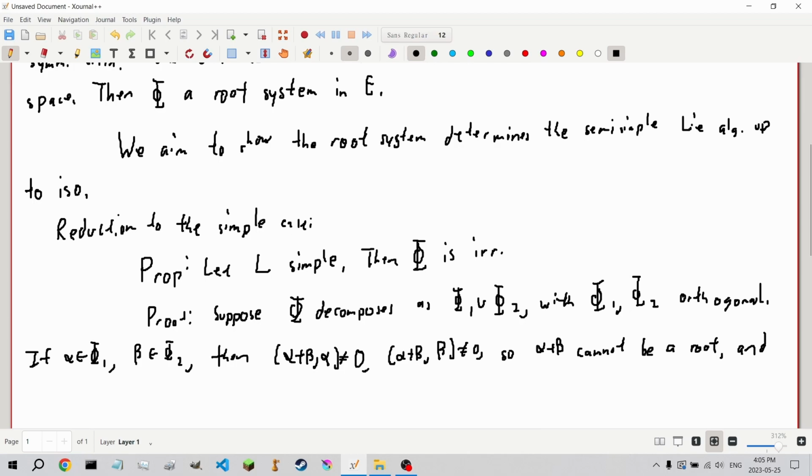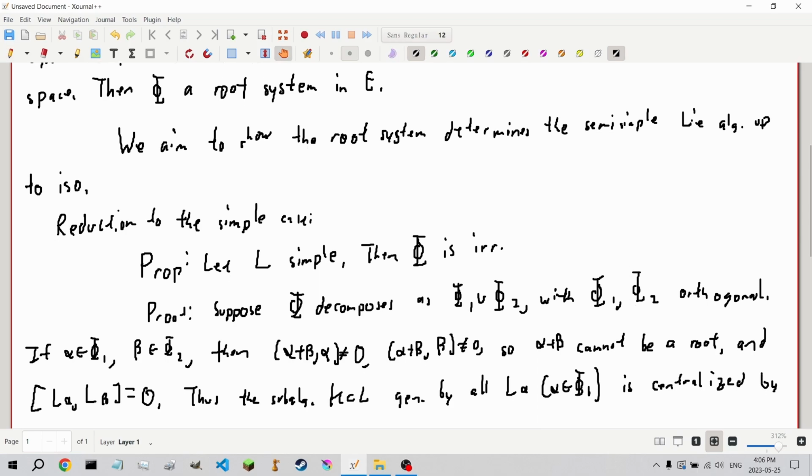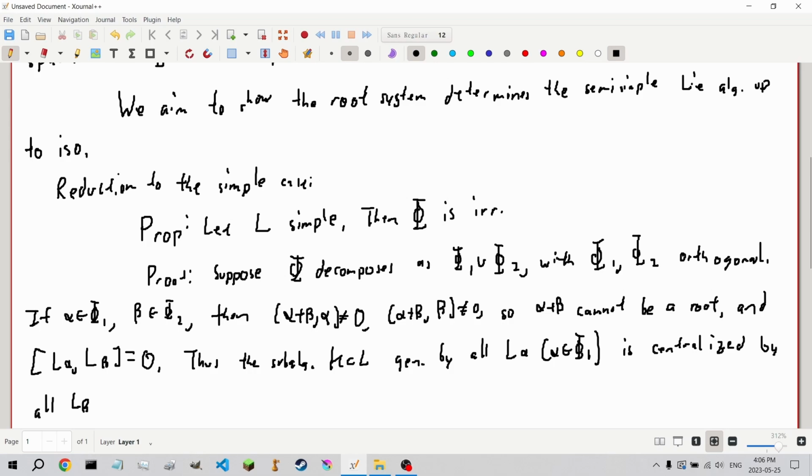And so the eigenspaces of alpha and beta have bracket 0. Thus the subalgebra K of L generated by all L alpha for alpha in Phi1 exclusively is centralized by all L beta for, of course, beta in Phi2. With K a proper subalgebra, as the center of L is just 0.